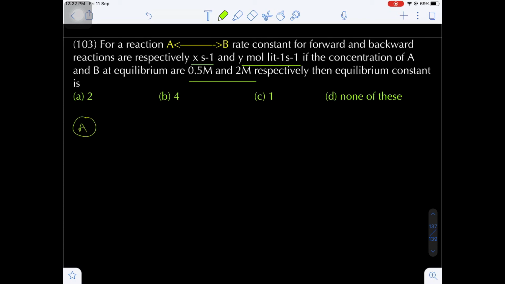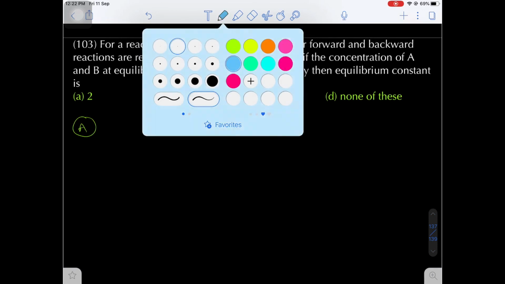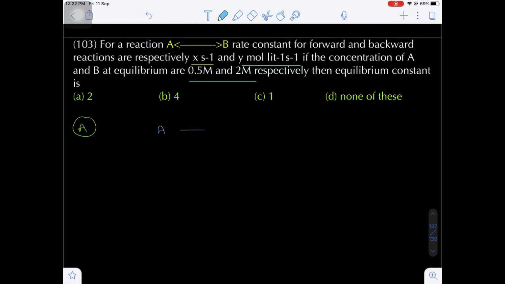Now here in the question, what will be the rate constant in the forward direction is given? That will be X second inverse. And what will be the rate constant in the backward reaction is given? Y moles per liter per second. So this will be given X per second and backward reaction is given as Y moles per liter per second.